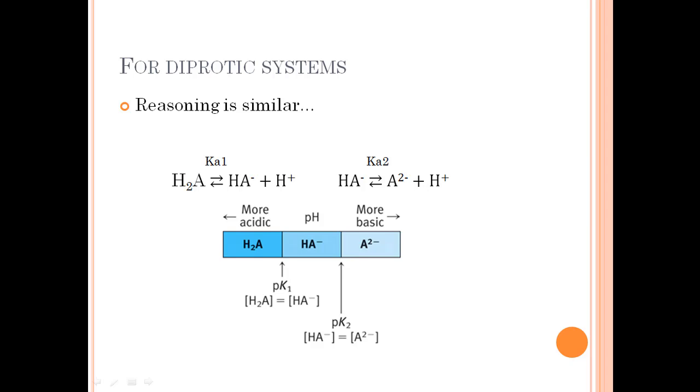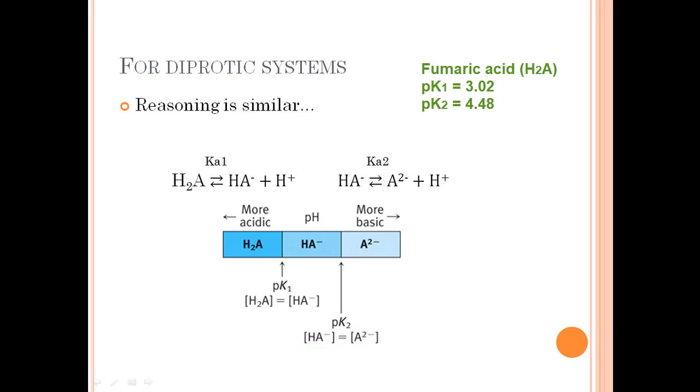So what about diprotic systems? Well, the reasoning is similar. The only thing is that there are 2 pKa values. So, for example, if I gave you fumaric acid, which is the H2A form, and the fumaric acid has a pK1 of 3.02 and a pK2 of 4.48, at the pK1 you have your H2A form and the HA minus form at 1 to 1, and at the pK2 you have the HA minus form and the A2 minus form at a 1 to 1 ratio.